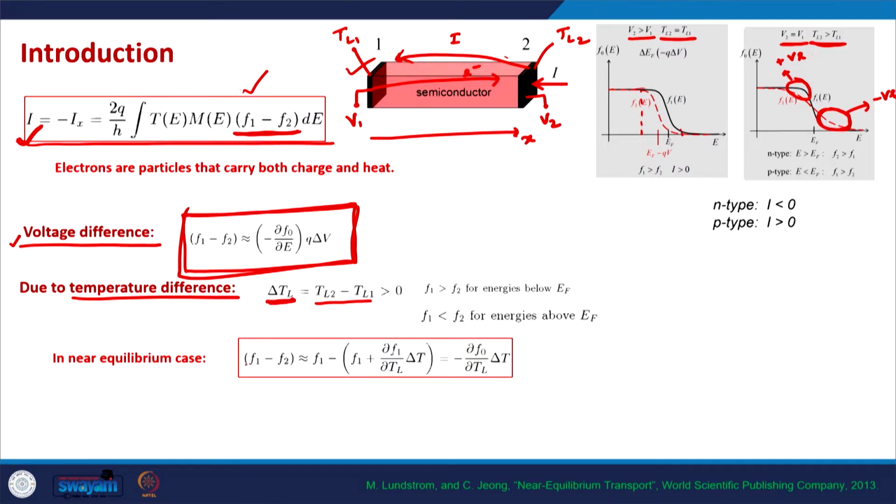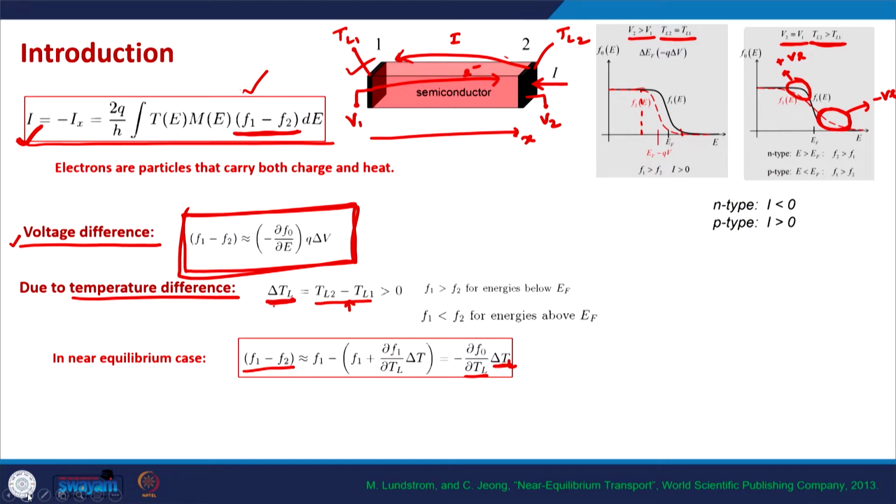In that case, F1 minus F2 can be given by minus del F by del T times delta T, where delta T is the temperature difference between the two contacts, TL2 minus TL1. So delta T is actually delta TL, which is this value.